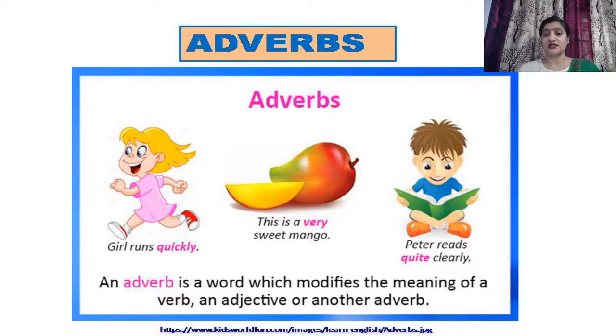Look at the last sentence. Peter reads quite clearly. Reads is a verb, it's an action word. How does he read? Clearly. So clearly is modifying the verb reads. Clearly is an adverb, and the word before clearly is quite. That answers how clearly, with what degree of clarity Peter reads. So, quite is qualifying and describing the adverb clearly further. So, quite is again an adverb, because adverb is a word which modifies the meaning of a verb, an adjective, or another adverb. I hope I have made myself clear.